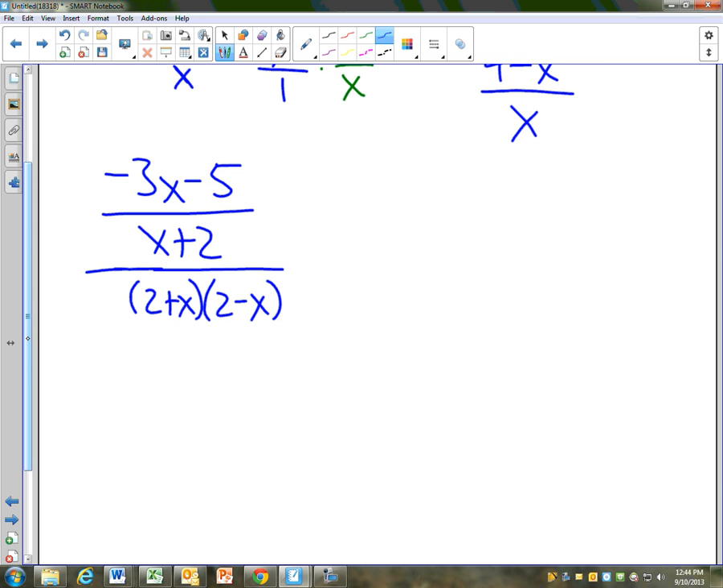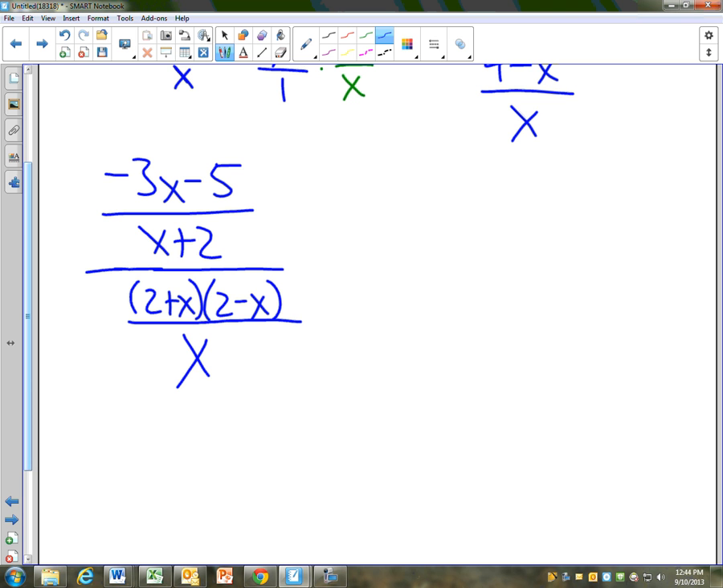Let's make sure we get this straight. Are 2 plus x and x plus 2 the same? Yes, they are. Addition is commutative. You can switch them back and forth. Is 2 minus x the same as x minus 2? No, those differ by a factor of negative 1. And I'll show you that trick here in a minute.